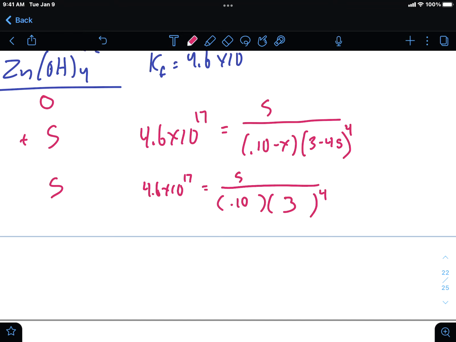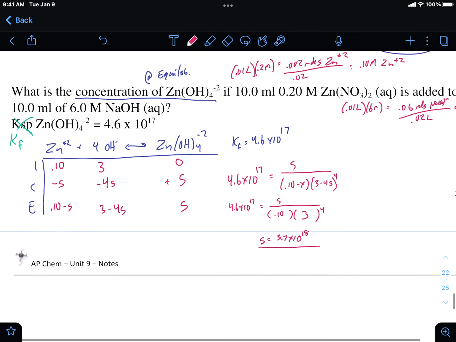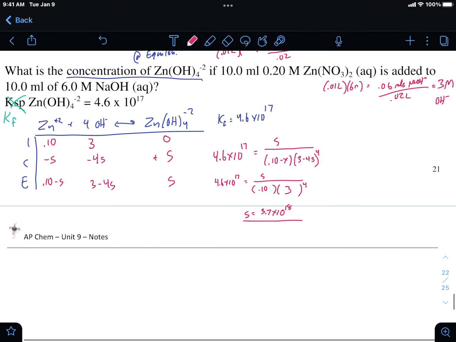All right, so 4.6 times 10 to the 17th times 0.1 times 3 to the 4th power. All right, so S is 3.7 times 10 to the 18th. What? That's like super duper soluble. What this is telling you is that this equation here goes so far to the right that everything on the left side goes as far forward as possible.